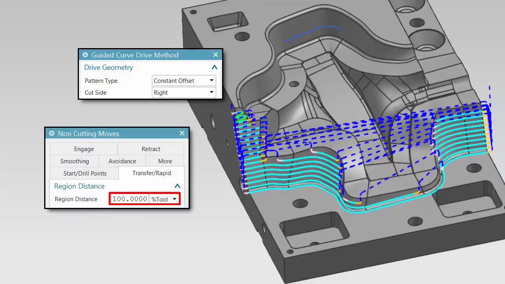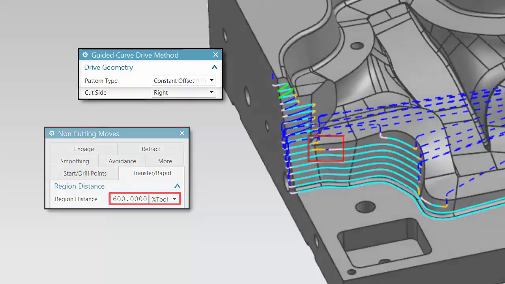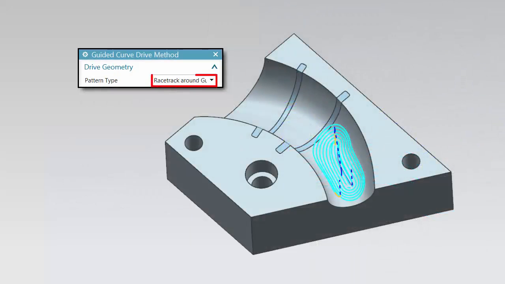Region distance in non-cutting moves allows you to control the threshold between the non-cutting move cycle and the step-over. The racetrack around a guide pattern type uses concentric offsets to roll around the guide curve without extending it. This pattern is useful for repair work.